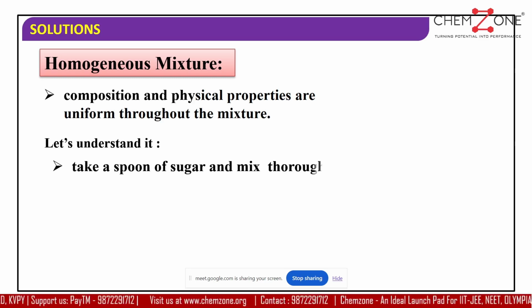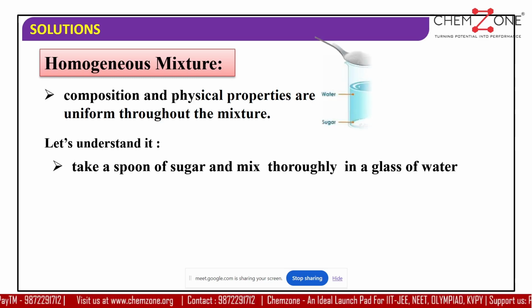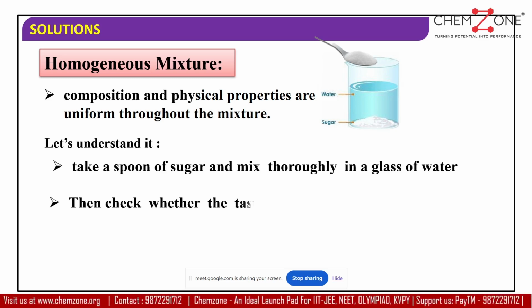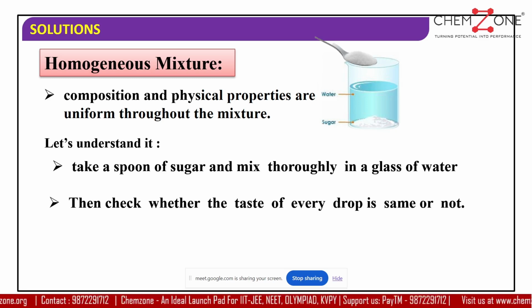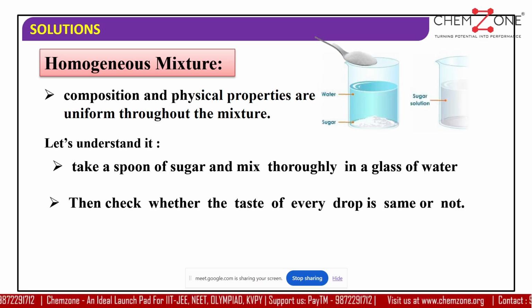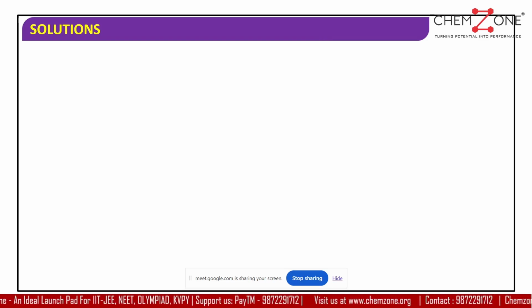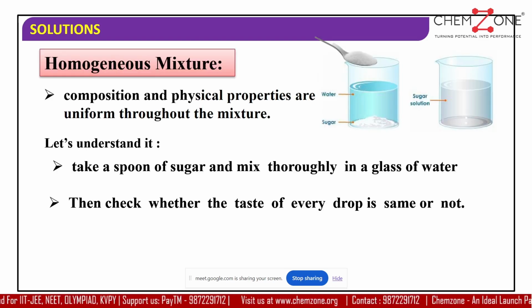Take a spoon of sugar and mix it thoroughly in a glass of water. Then check whether the taste of every drop is the same or not, right? So the solution where sugar is equally and uniformly distributed throughout the solution is called a homogeneous mixture, right?